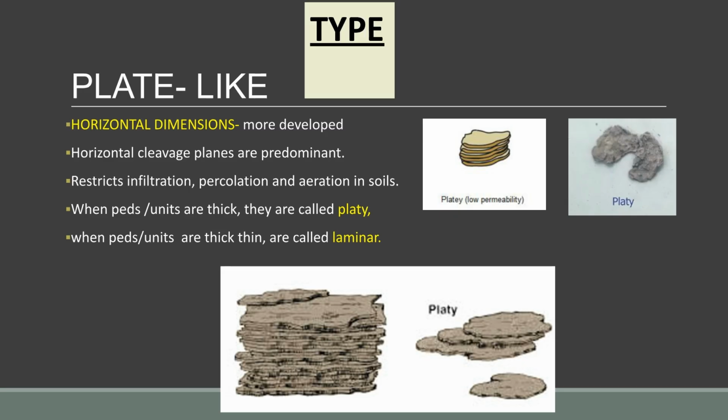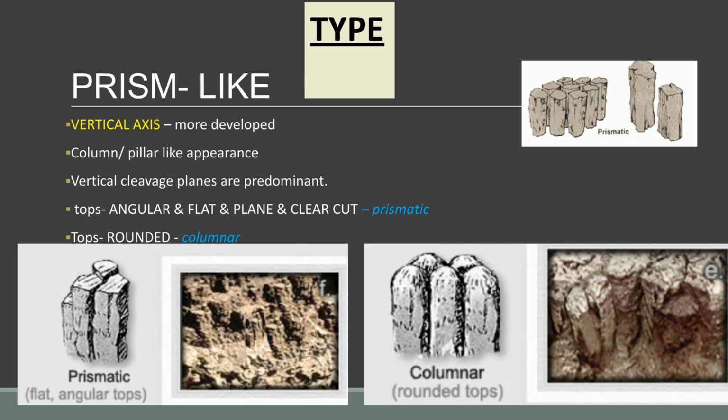Plate-like structures have more developed horizontal dimensions and are characterized by horizontal cleavage planes. They restrict infiltration and aeration. Thick units are platy, and thin ones are laminar. Prism-like structures have a more developed vertical axis, appearing column or pillar-like. They have predominant vertical cleavage planes. Prismatic tops are angular and flat, while columnar tops are rounded.